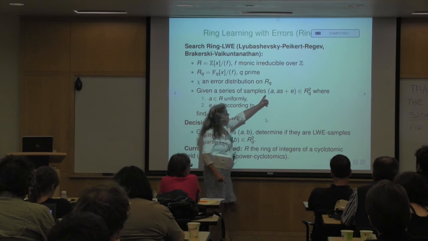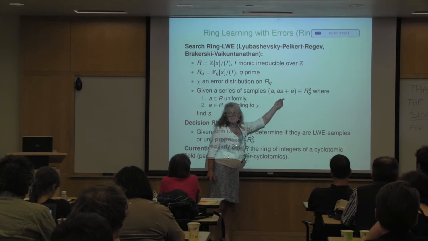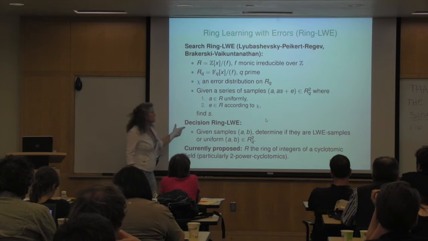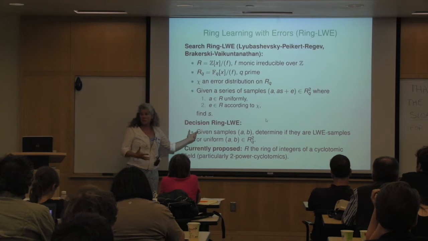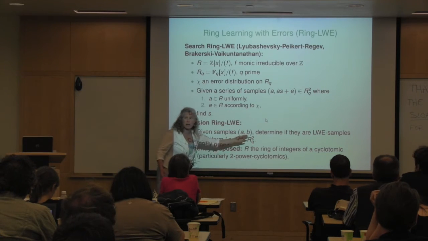Okay. The RLWE problem is: given a bunch of samples like this, can you find the secret? Or the decision version would be, can you even distinguish whether these are RLWE samples or just two random polynomials?